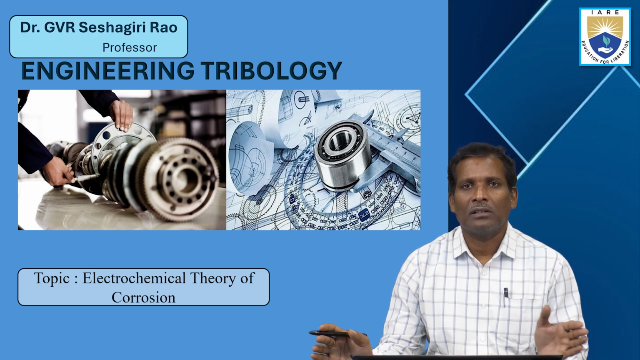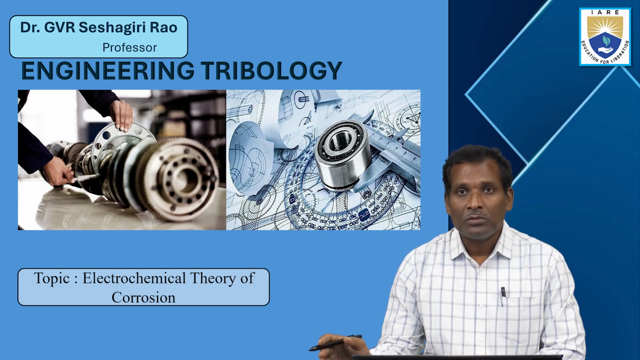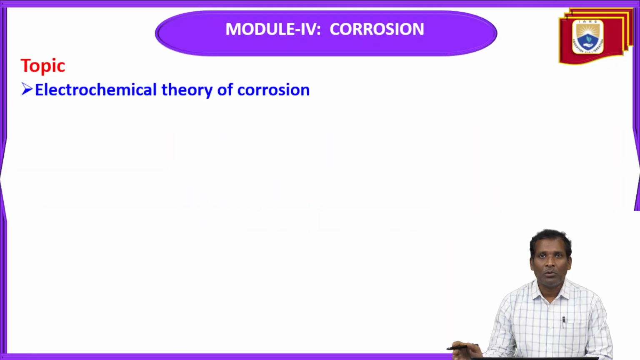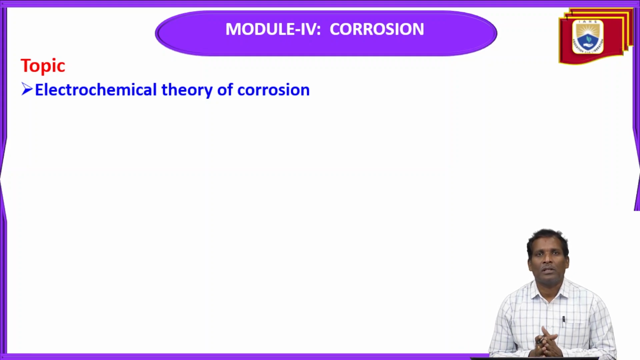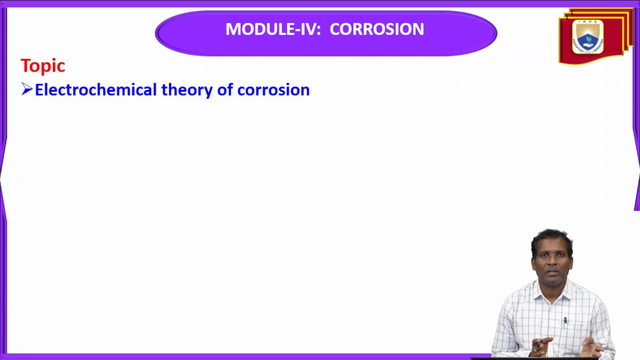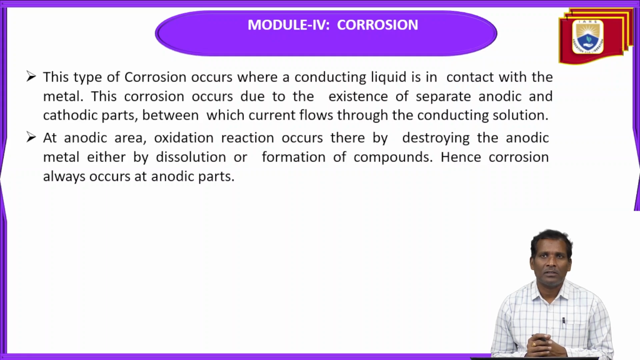But in this topic, we will see the electrochemical theory of corrosion, and other miscellaneous corrosion types we will see after completing this electrochemical theory of corrosion. There are two types of corrosion: one is chemical corrosion and another one is electrochemical corrosion. This type of corrosion occurs where a conducting liquid is in contact with the metal.